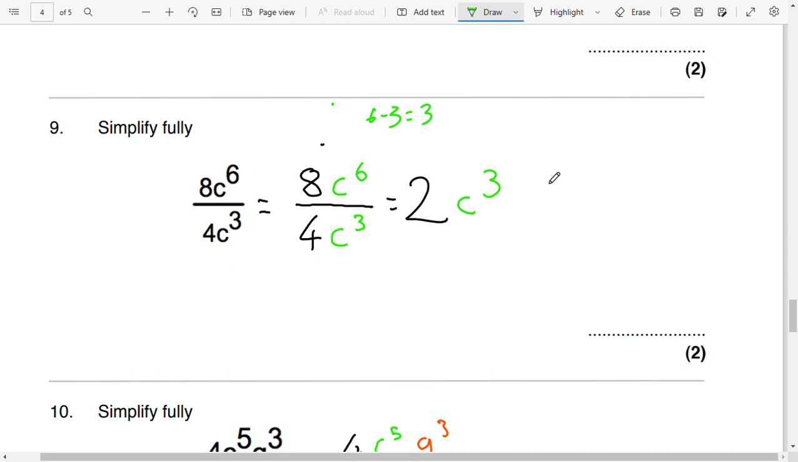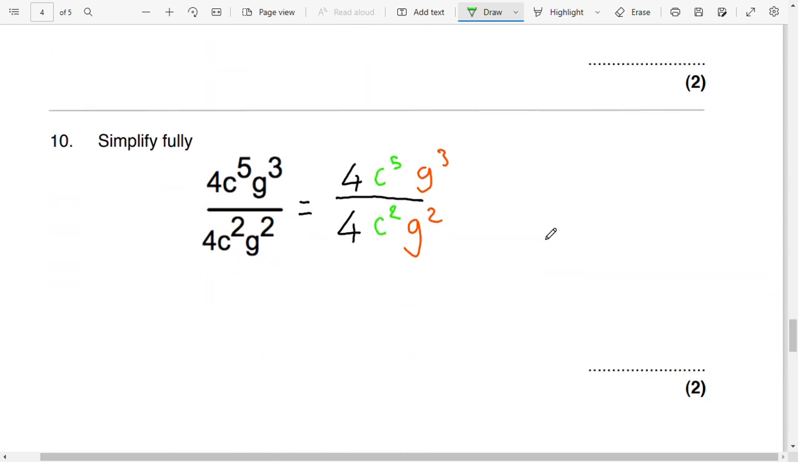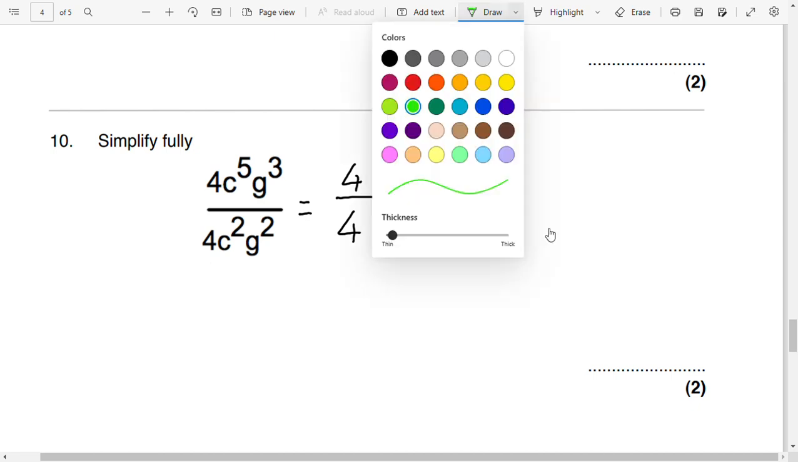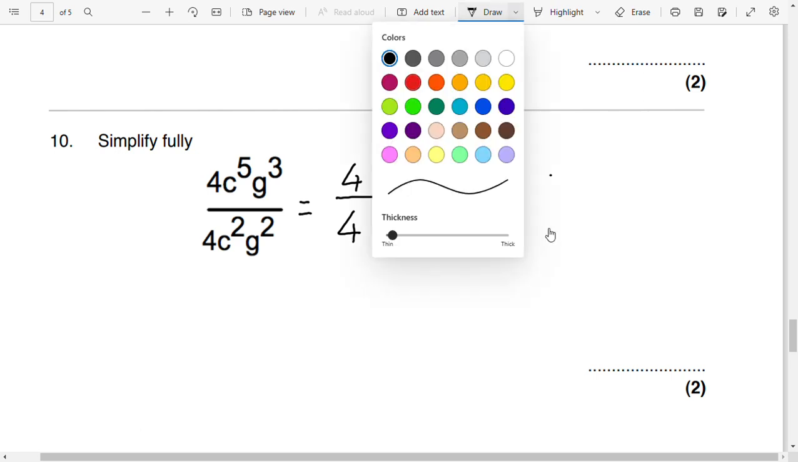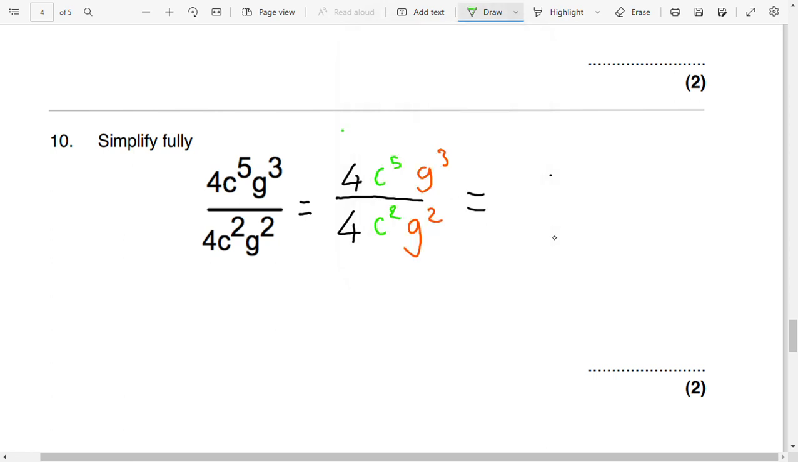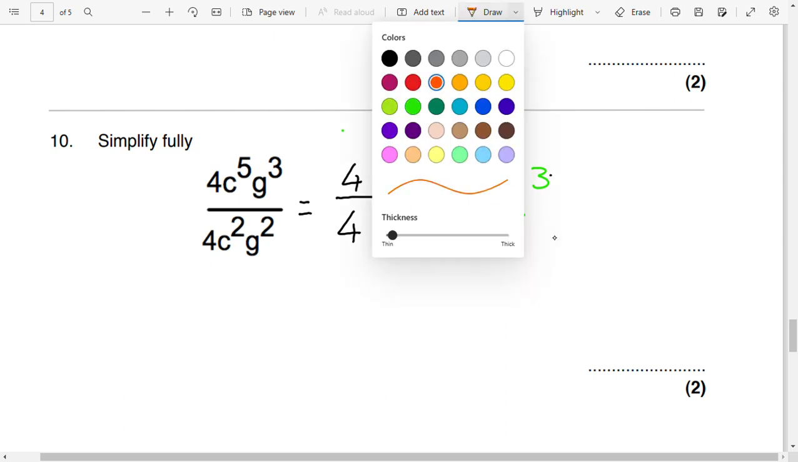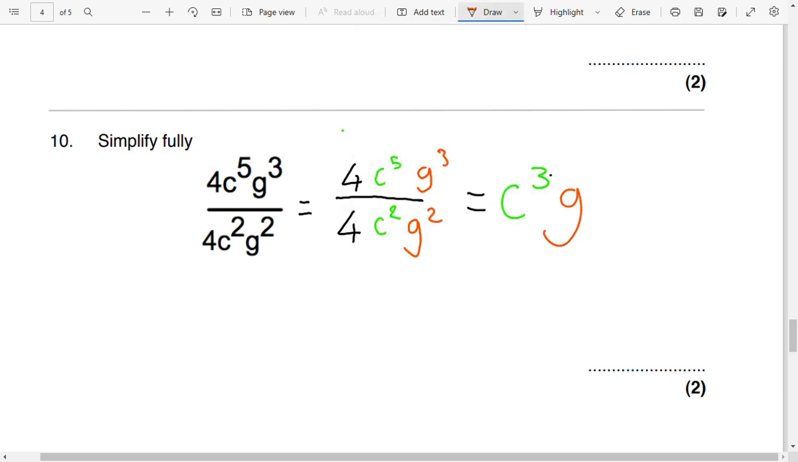Okay, and we have a question here. 4 divided by 4. What's 4 divided by 4? It's nothing, so it's going to be 1, but we can leave that. C to the power 5 divided by c to the power 2. 5 minus 2 is 3, so that gives us c to the power 3. And then we've got g to the power 3 divided by g to the power 2. 3 minus 2 is 1, so we just leave that as g. So it's just going to be g there.